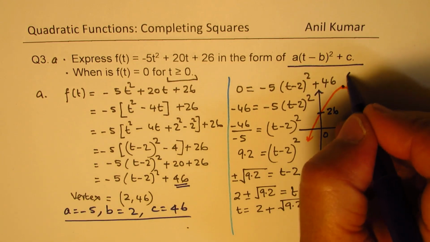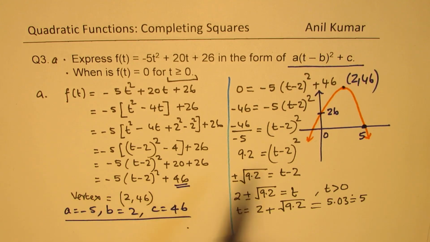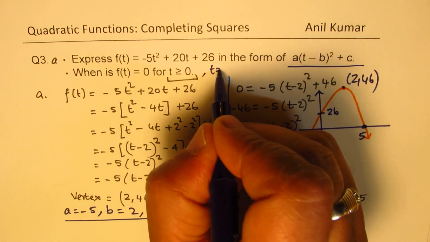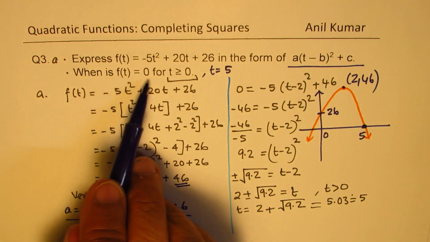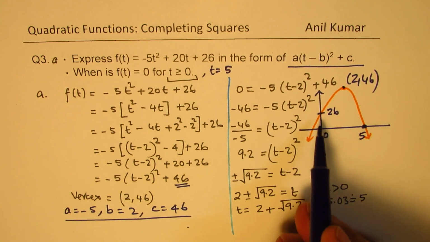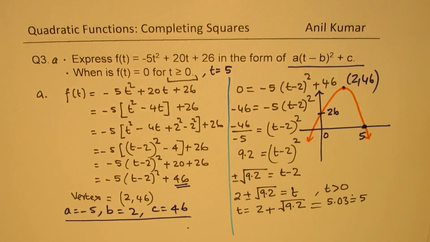This point is at 246. Do you see how with the help of this equation we can correlate all the things, right? So that is what we get, and we say, well, here t is equal to 5. So when is f of t equal to 0? When t is 5, right? So in the example where a ball is thrown, it is going to hit the ground when t is 5, correct? Okay. So that is how we'll solve this question.